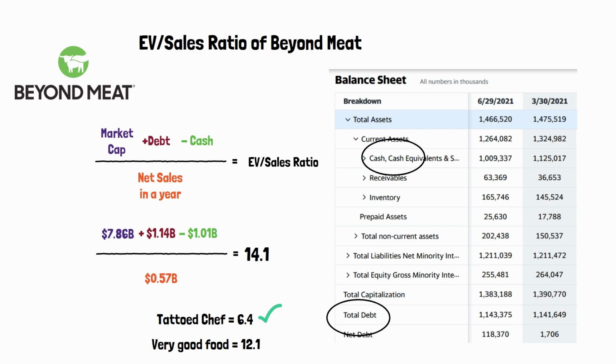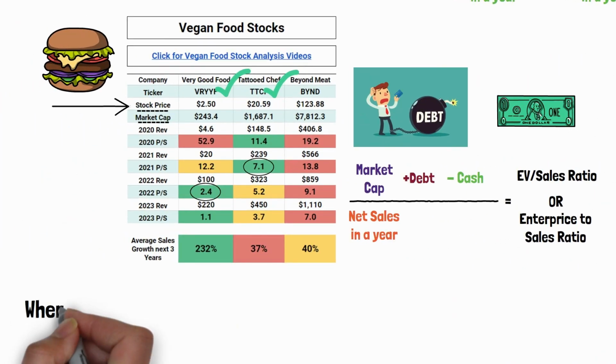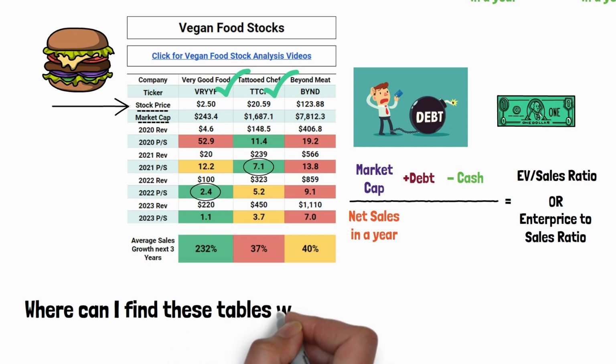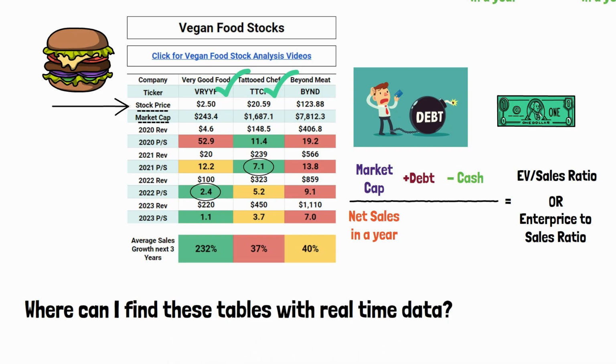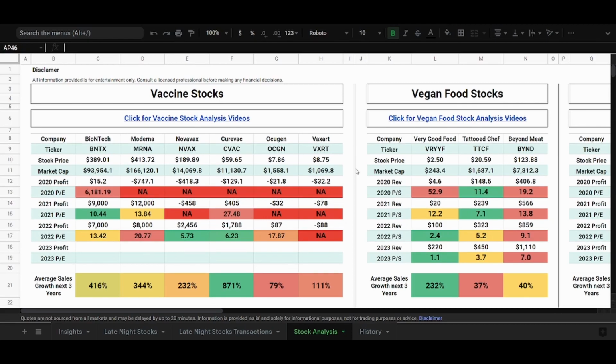You can ask, where can I get tables like this to check PE and price to sales ratio calculated automatically for me? The answer is the stock analysis cheat sheet. Here our purpose is to compare the stocks in the same industry. Looking at this table, we look for profitability, price to sales ratio and growth expected in the next few years.